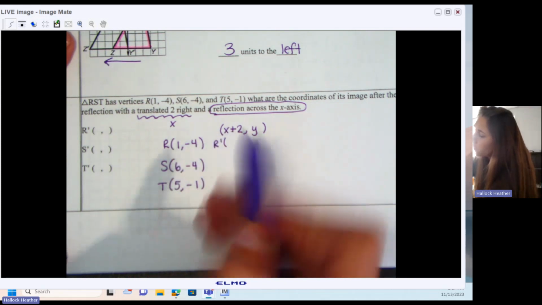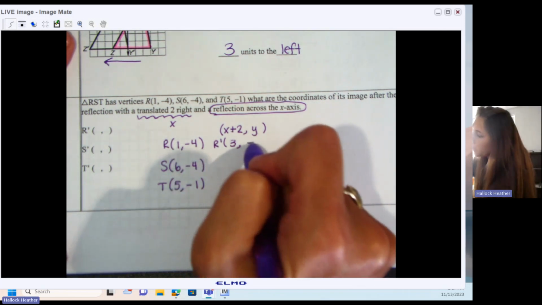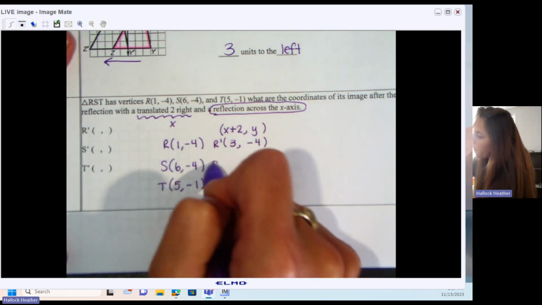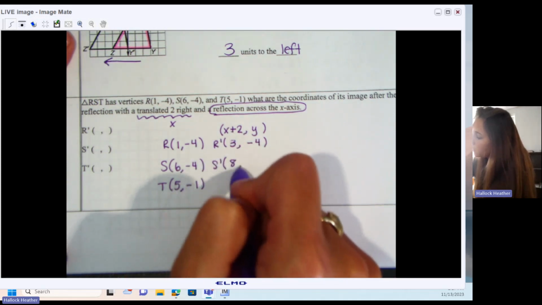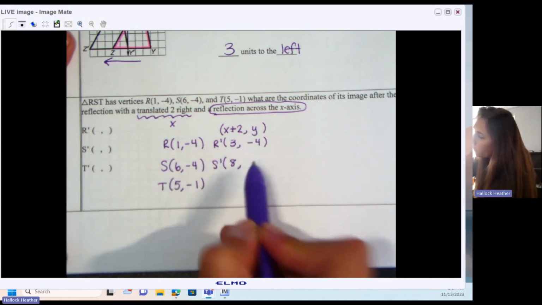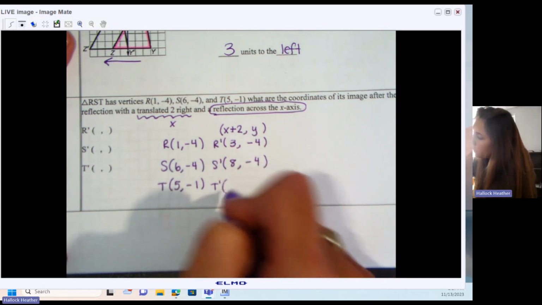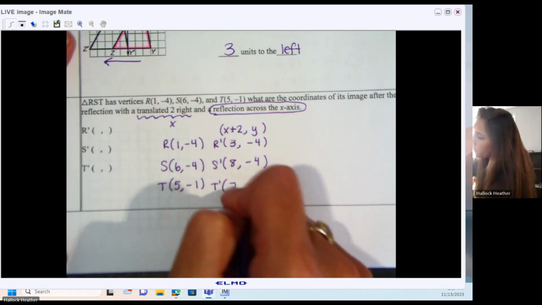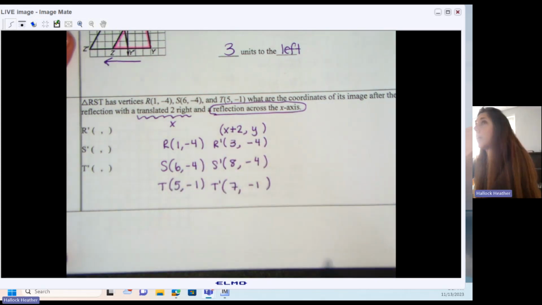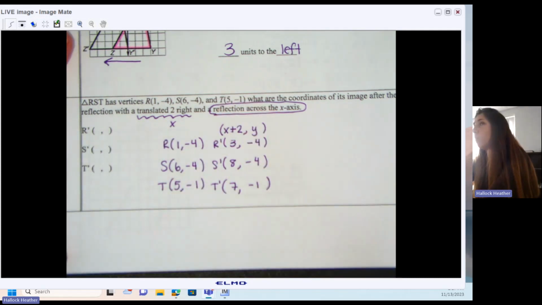So the first transformation, I'm going to take x, add 2. So 1 plus 2 is 3. Y, nothing happens, so it stays the same. For S prime, I'm going to take my x, add 2, so that makes 8. Y, nothing happens. T prime, same thing. I'm going to add 2 to make 7. Y stays exactly the same. So that represents the first transformation, which is translating 2 to the right.